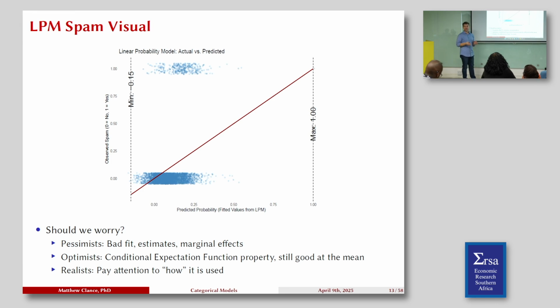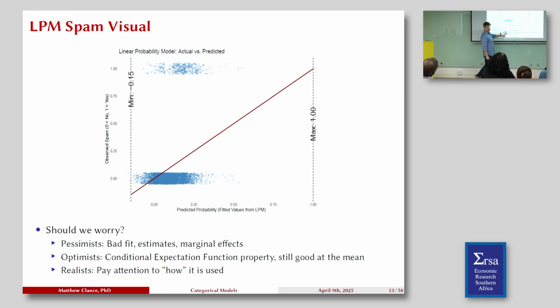As long as we only care about the average. If we care about somewhere else, that's where we have to do a little bit more work, instead of just using the LPM. So should we worry in this case? I just want to make sure that I'm covering all my bases. Okay, if you're a pessimist, it's a bad fit.